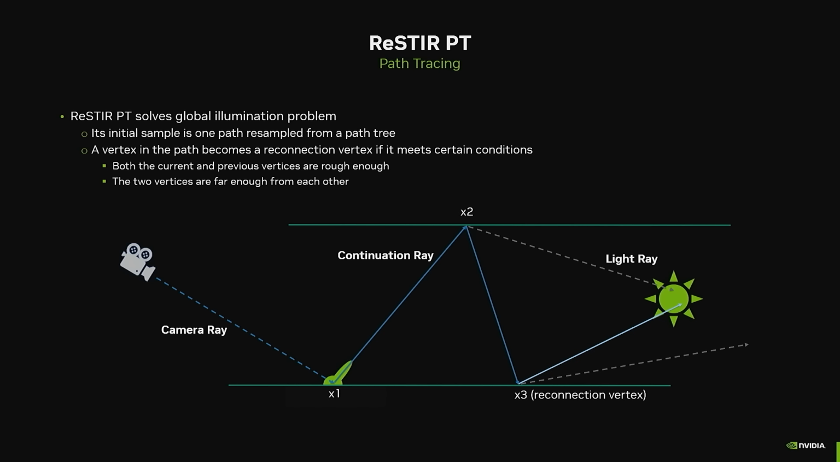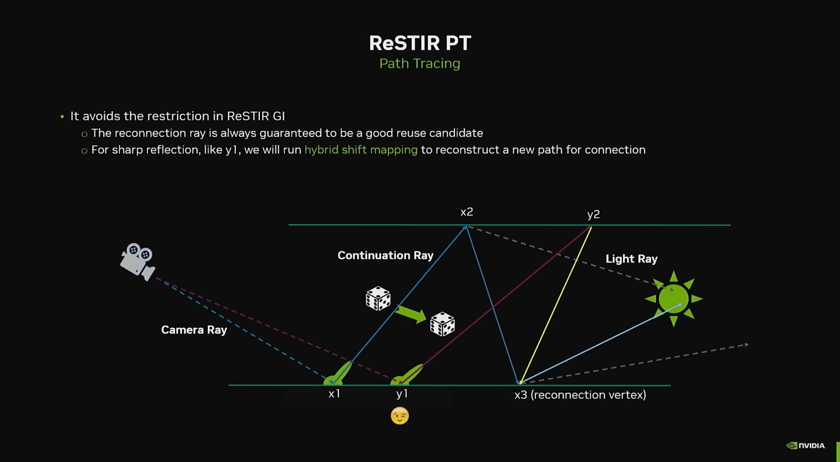In Zorah, we have two conditions. The reconnection vertex and the previous vertex have to be both rough enough. And also they have to be far enough away from each other so that we can avoid geometry singularity here. In this case, we can see X2 cannot be the reconnection vertex because X1 is fairly smooth. Well, let's assume X2 and X3 are rough enough. In this case, we can indeed set X3 to be the reconnection vertex.